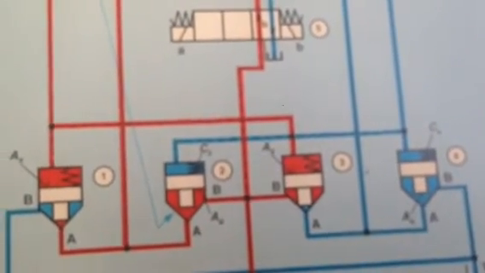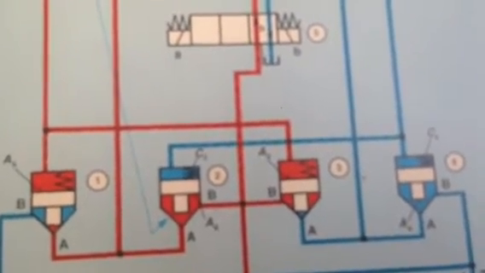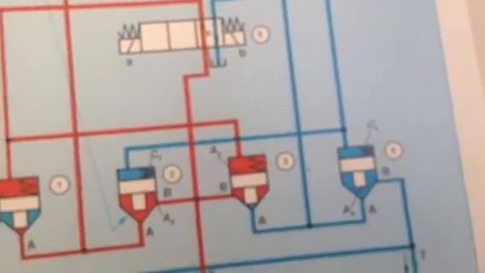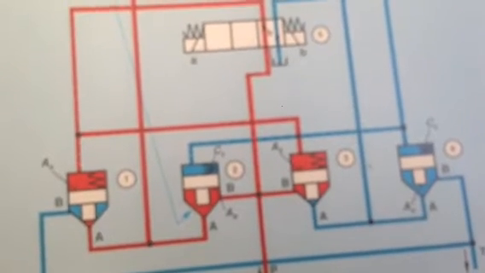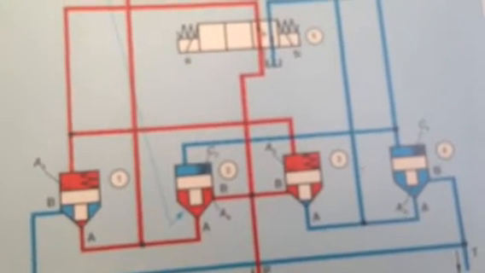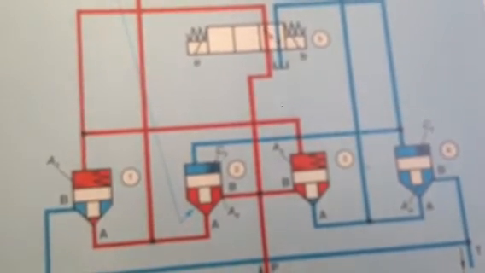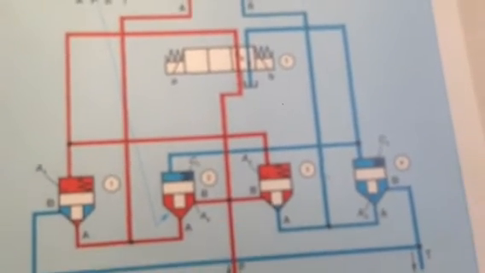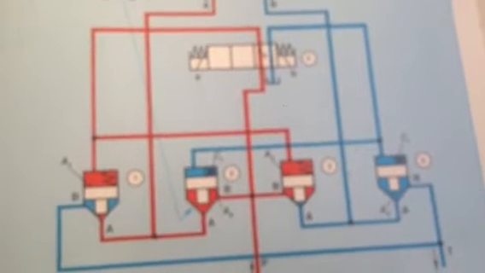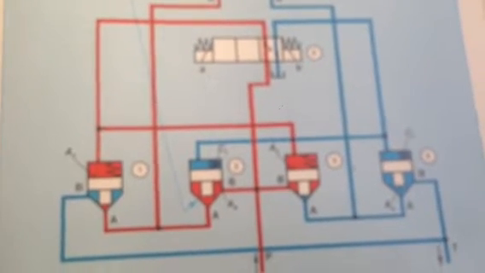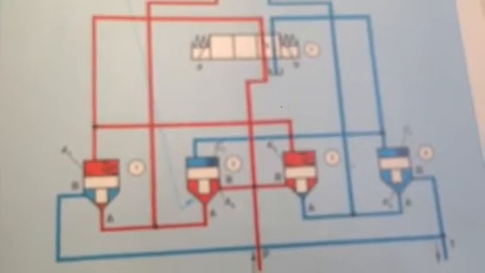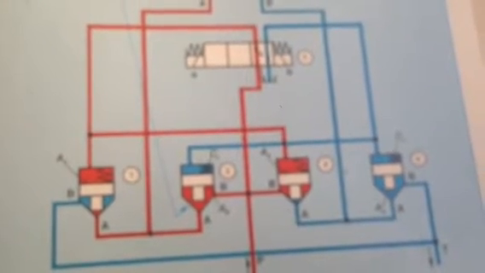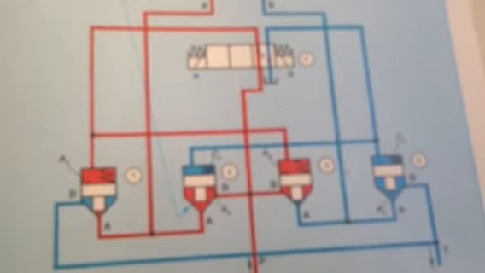Of the logic elements 1 and 3, which thus remain closed. The control areas of elements 2 and 4 are simultaneously connected to a tank via the pilot valve 5 and are therefore at zero pressure.